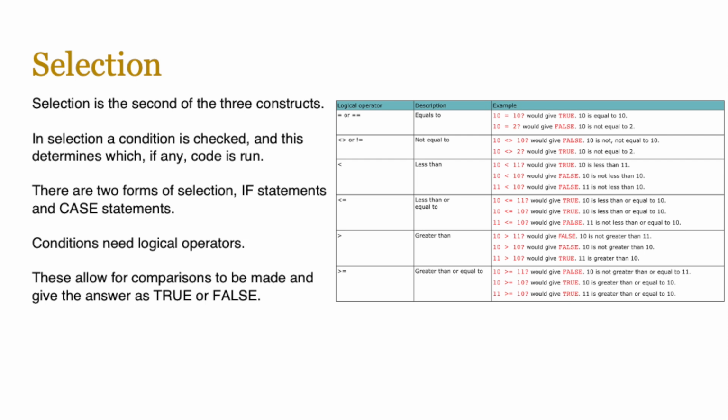In a selection, a condition is checked, and this determines which part of the code is run. There are two forms of selections. One is quite common, it's if, else if, and the second is case. All conditions need logical operators, and these allow for comparisons to be made, and the result of the comparison could be either true or false. So symbols like less than, greater than, less than or equal to, greater than or equal to, not equal to are all part of logical operators. Do pause the video and study the examples that you see on screen. And when you're ready, continue.